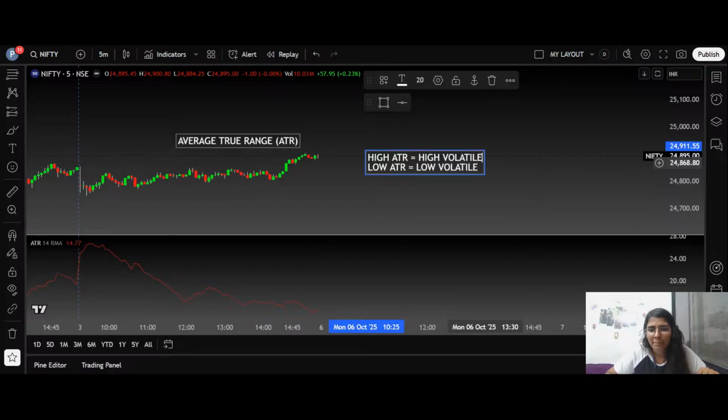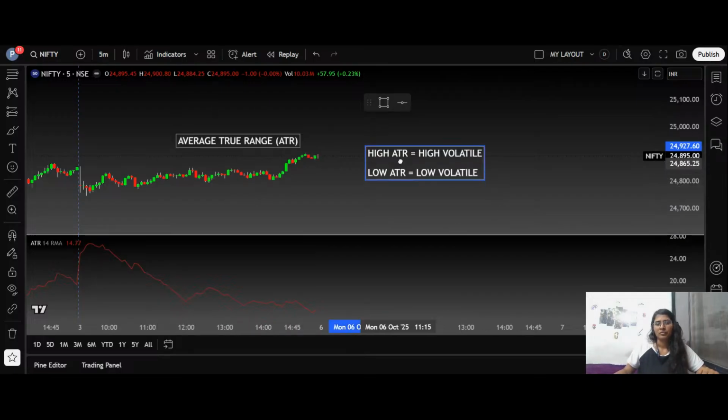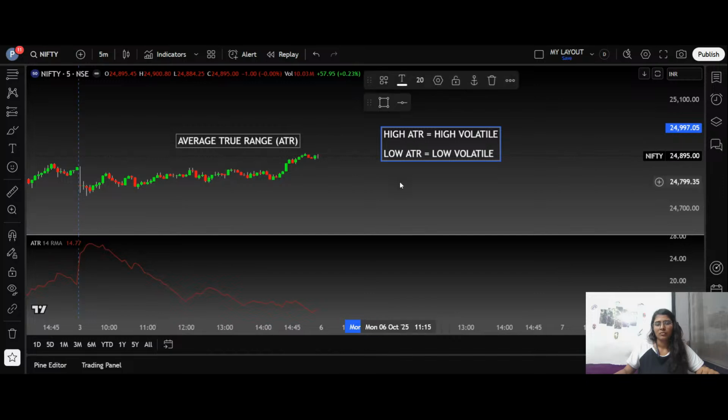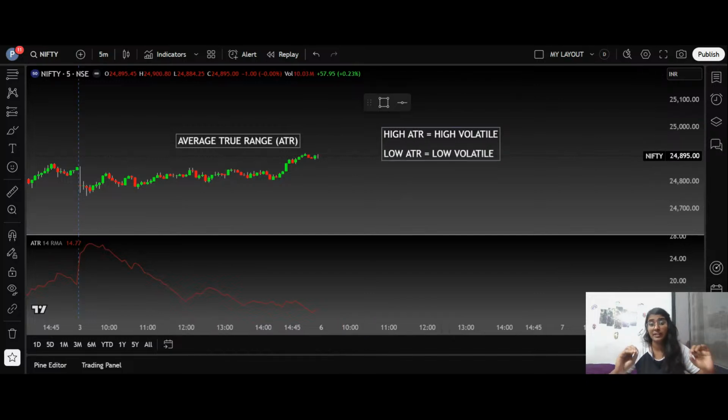It's actually looking good. So if the ATR is very high, the market is volatile, and if the ATR is low, the market is low volatile.